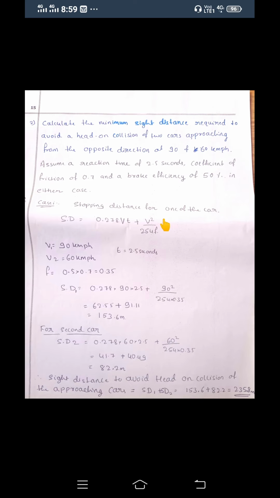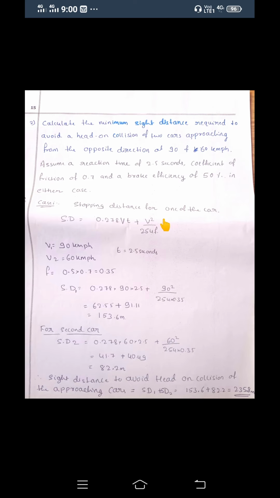So what is your formula? The stopping sight distance, when we consider the speed in kilometers per hour, is 0.278 v t plus v square divided by 254 f. Otherwise it is v t plus v square by 2 g f, right? So we have converted this in terms of kmph, so the formula is 0.278 v t plus v square by 254 f. We know v, t and f.